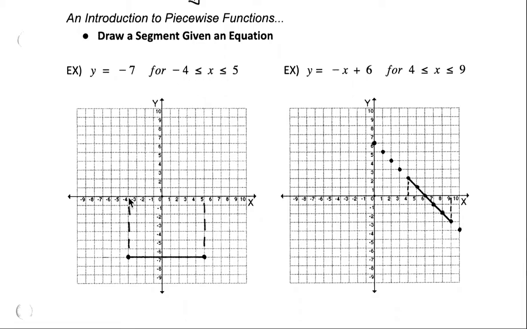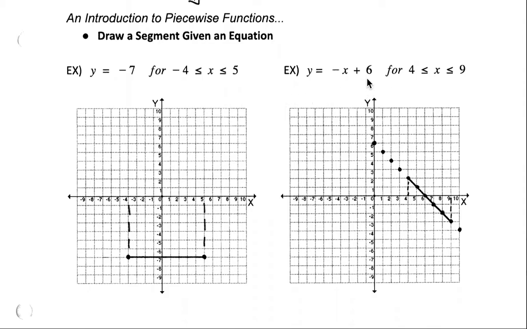So if you find -4 on the x-axis and trace it down, and find 5 on the x-axis and trace it down, then we know we only want our line to exist in between those two x values. So there's a segment rather than a line. We can do that also with diagonal lines.